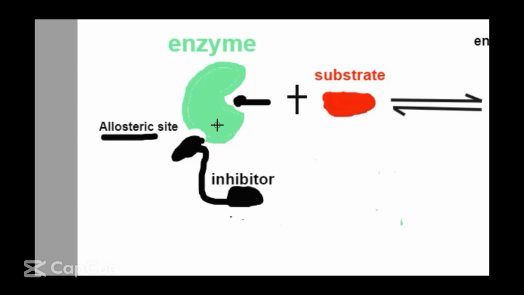And what happens when the inhibitor comes in and binds to that free enzyme? So what do we get out of this? This inhibitor binds on the enzyme, but this enzyme can still react with the substrate.